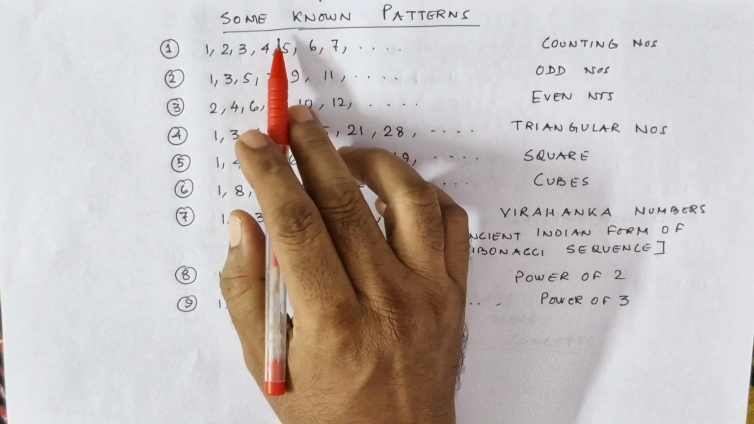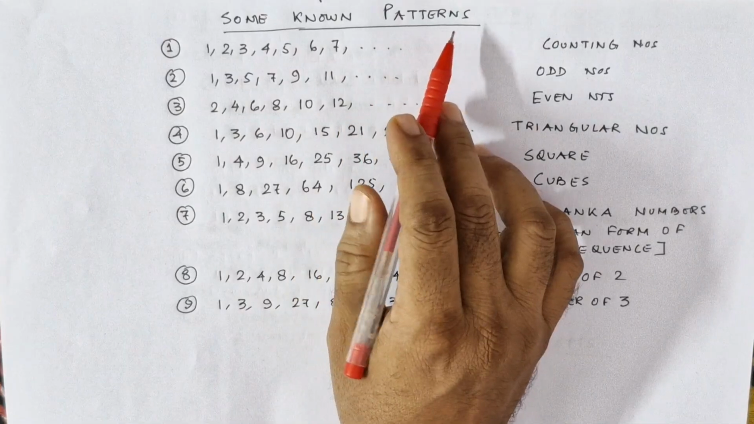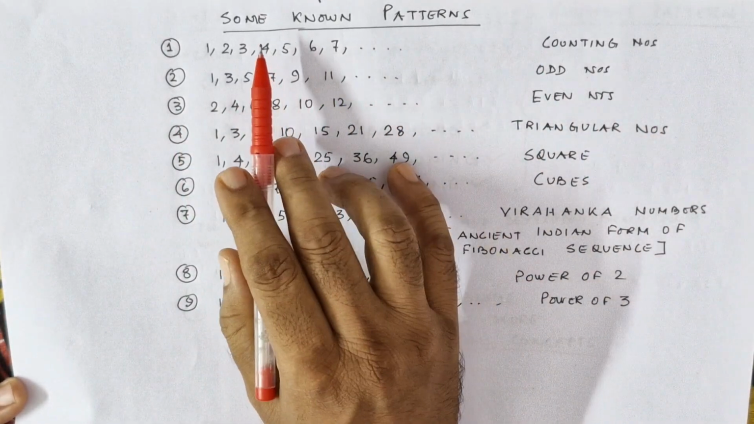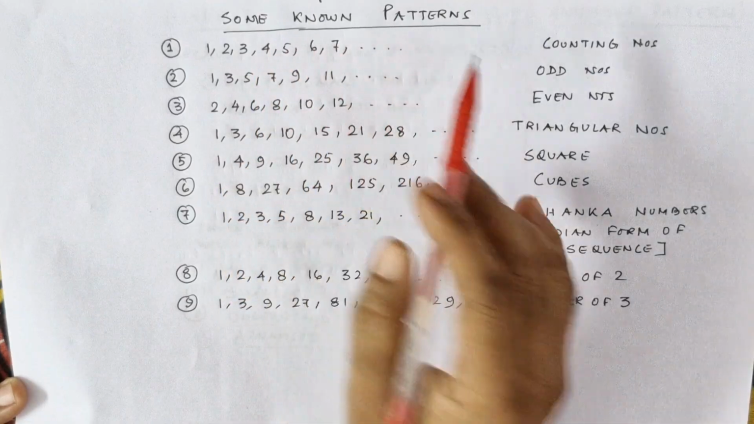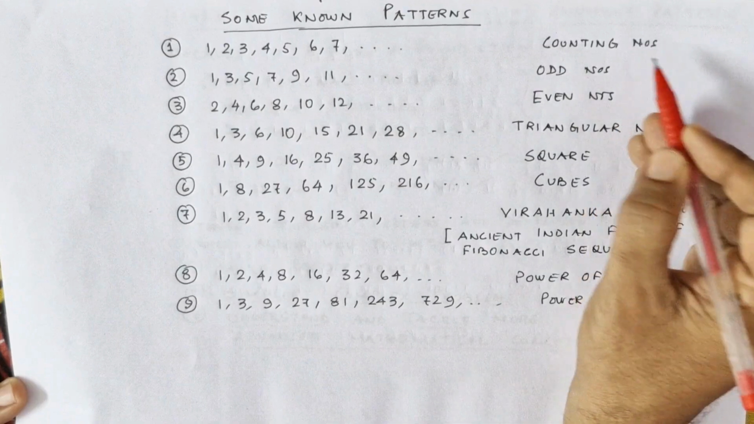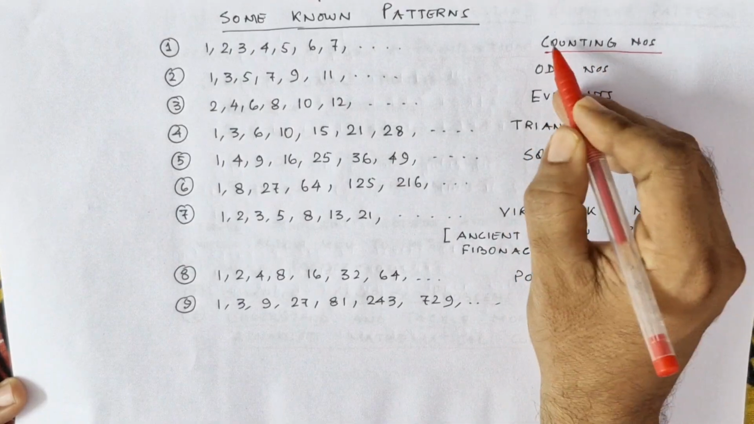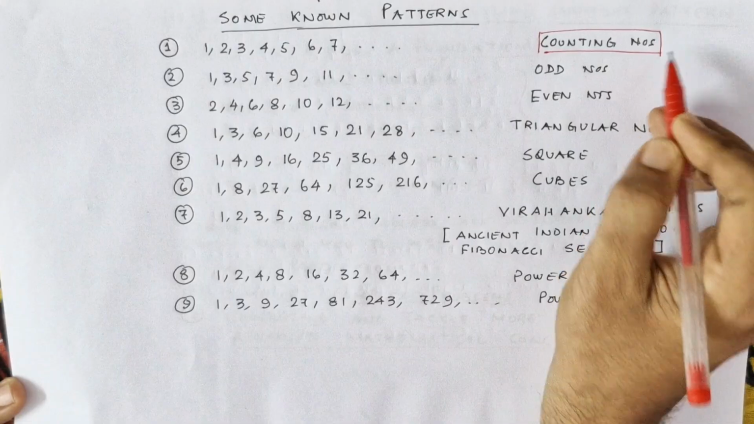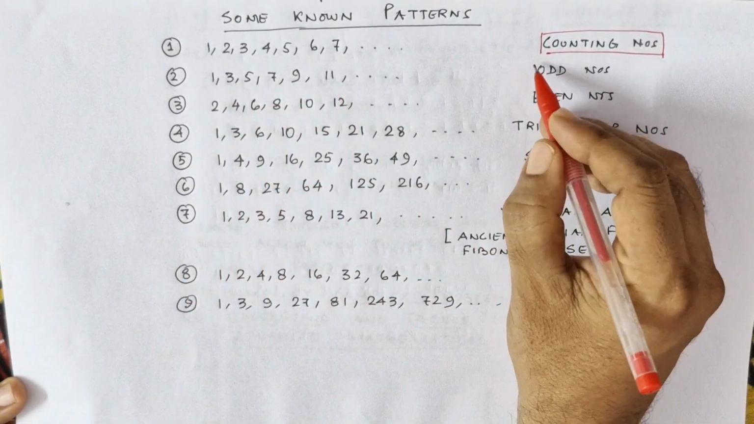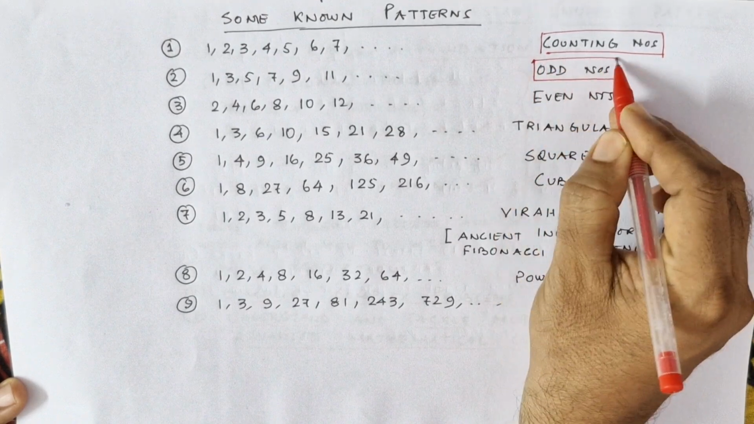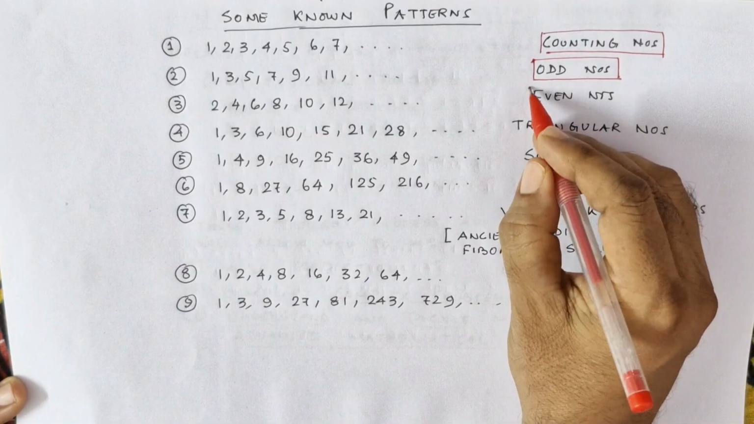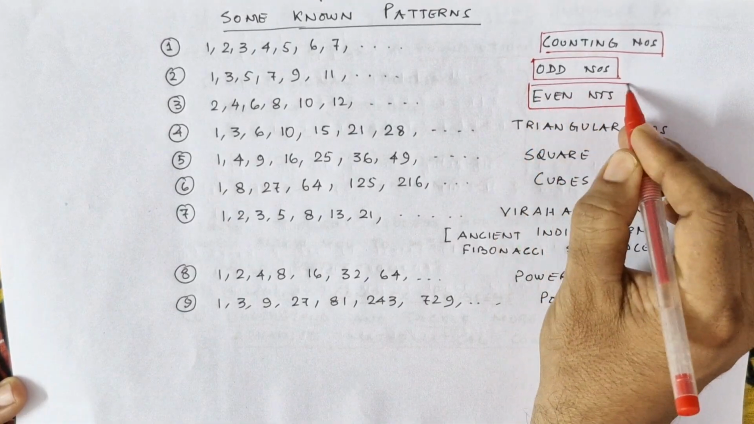Now, these are some known patterns that we have seen in the earlier classes. So let's recap them. See, 1, 2, 3, 4, 5, 6, 7, and so on to infinity. These are counting numbers. Then 1, 3, 5, 7, 9, 11, these are odd numbers. You have seen 2, 4, 6, 8, 10, 12. This sequence is even numbers.